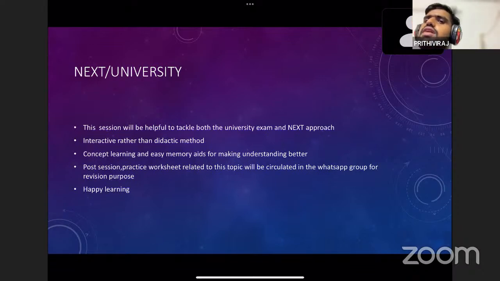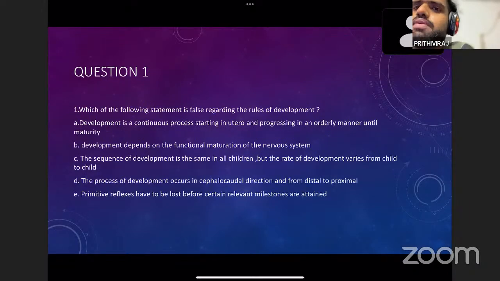Post session I will also prepare some practice worksheets which I will be posting within 2 days in the medicine group, so that will be helpful for both your MCQ practice and for concept enhancement. So with this I will go with the question, topic per se. Okay. So question number one.